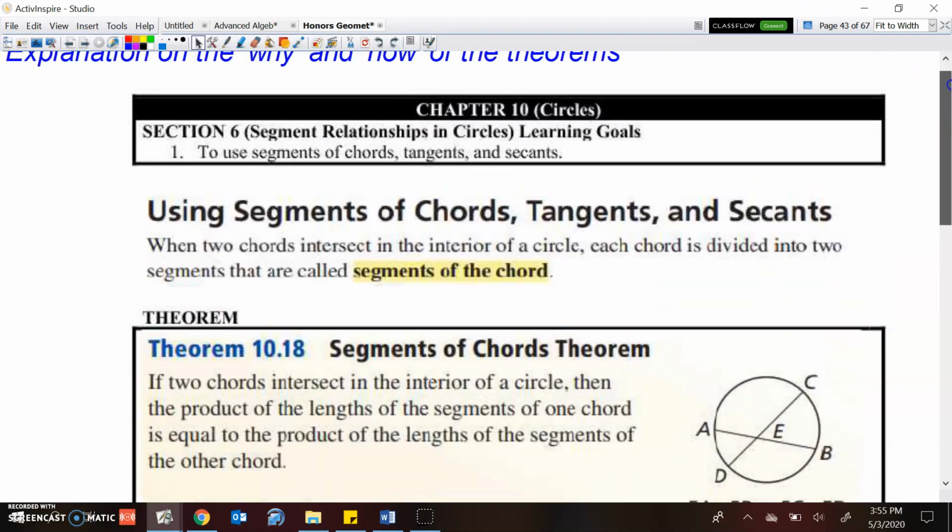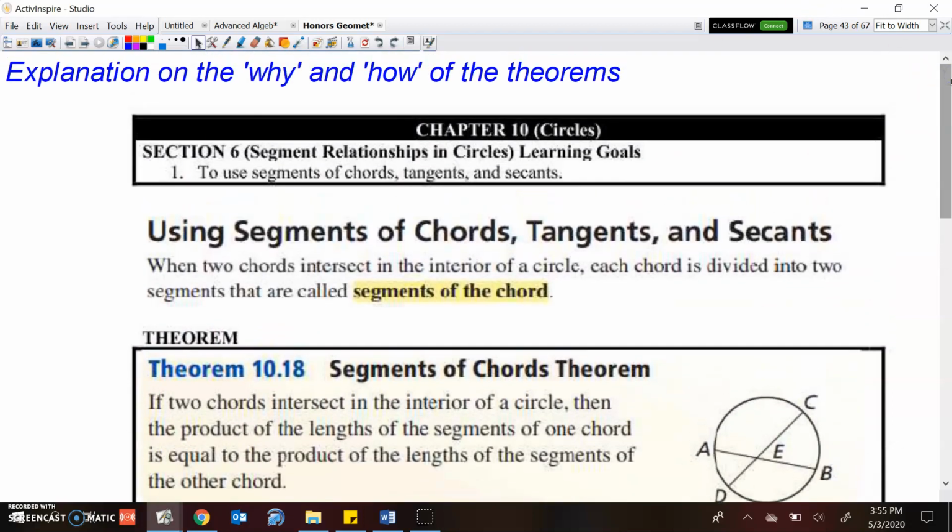Okay guys, so now we're going to take a look at lesson 10.6. There are only 2 lessons left, but as you can see, it's starting to really pick up with all of the different theorems compiled together. So this one we're going to break apart.